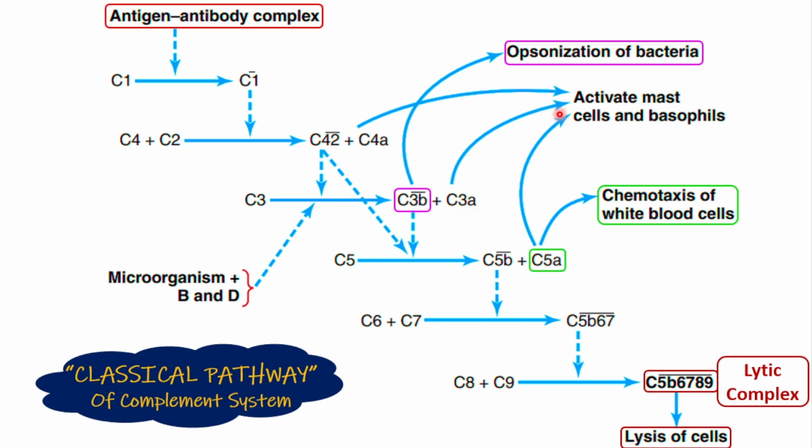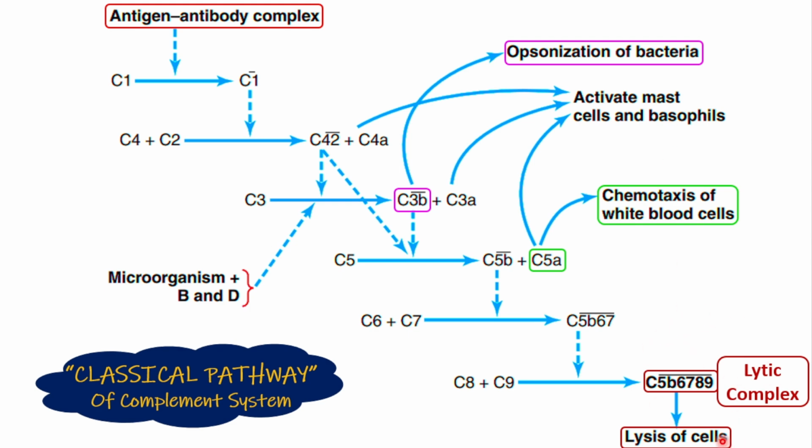These all collectively will cause activation of mast cells and basophils. Okay, and you know what will happen by the degranulation of the mast cells and the basophils? They release a lot of pro-inflammatory substances causing the inflammation. Okay, so there are four things.